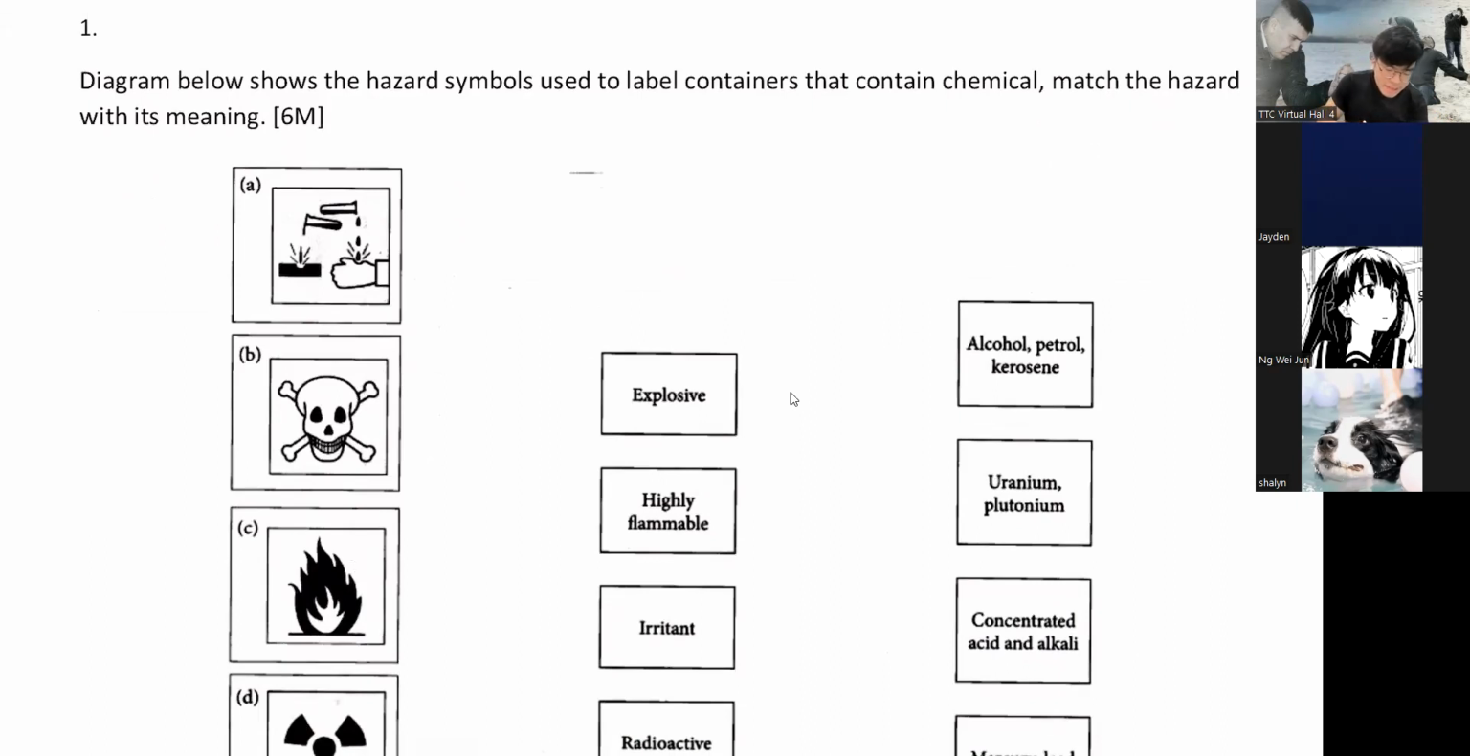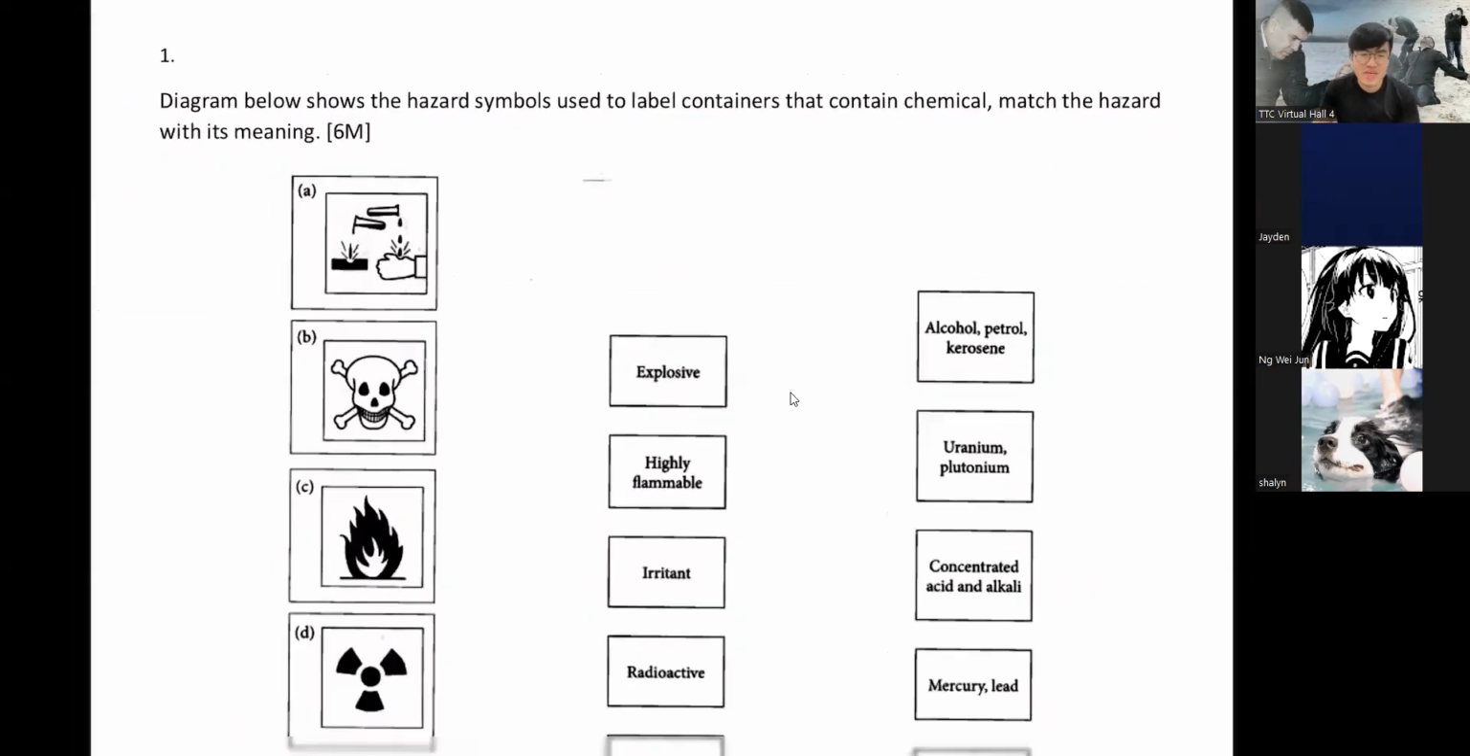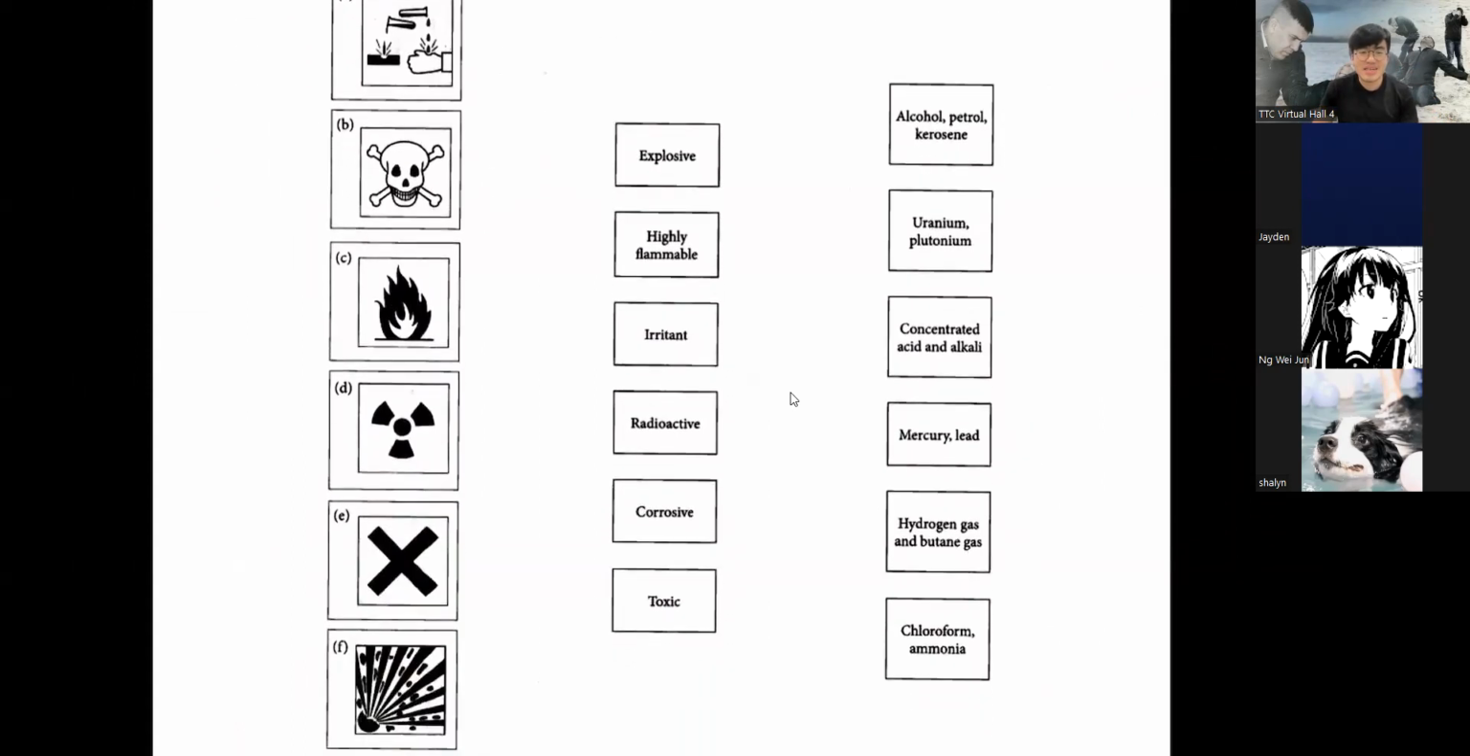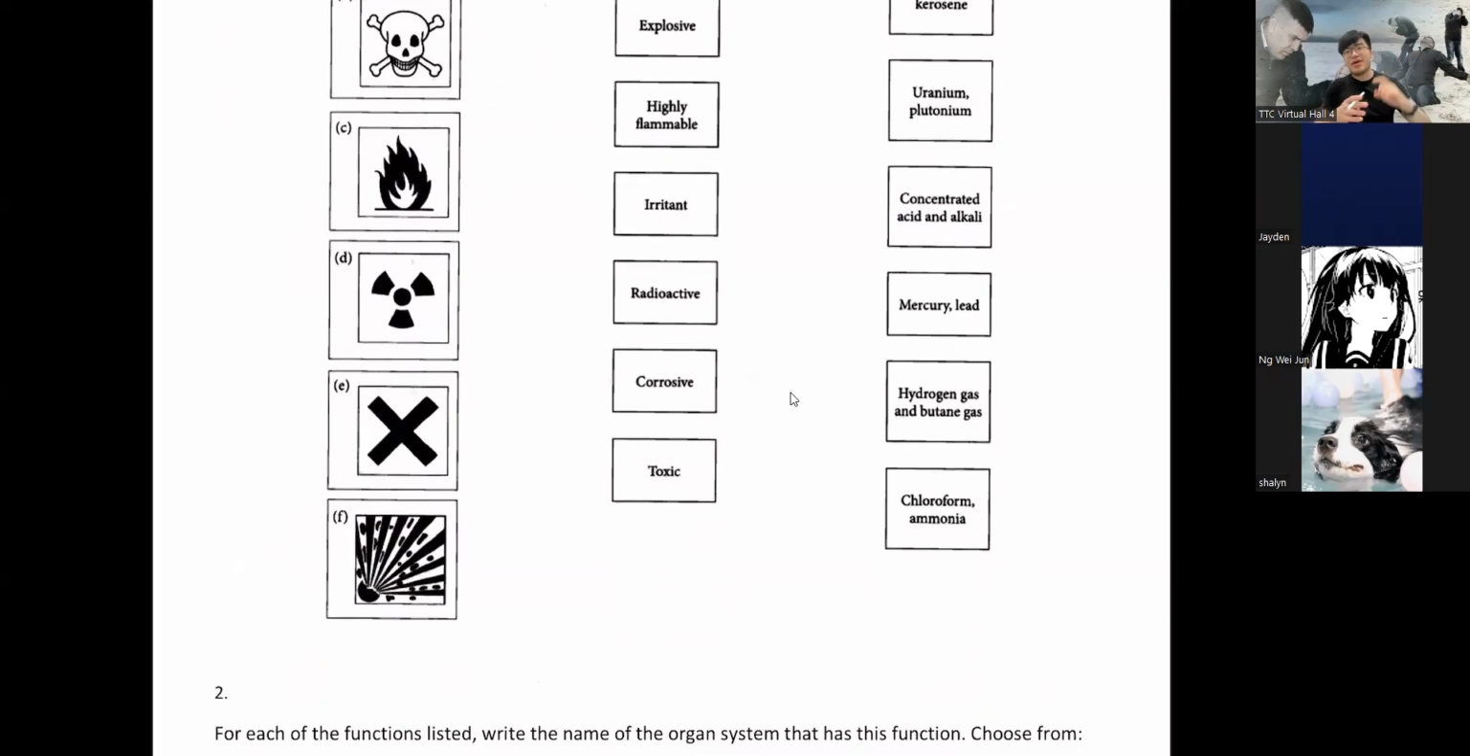So number 1, the diagram below shows the hazard symbols used to label containers that contain chemicals. Match the hazard with its meaning. Guys, did you learn this? This is like the beginning of year 7. Before you go into the lab, this is what you learn, right? I hope you did. Some schools didn't teach, you know. I hope your school did teach this, because this is like basic rules that you should know.